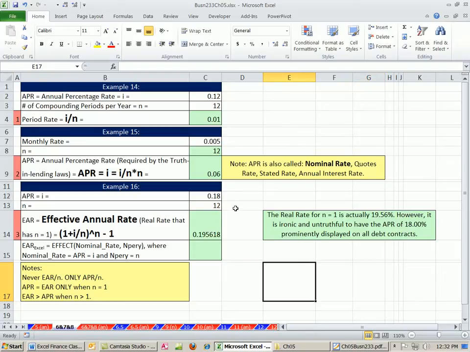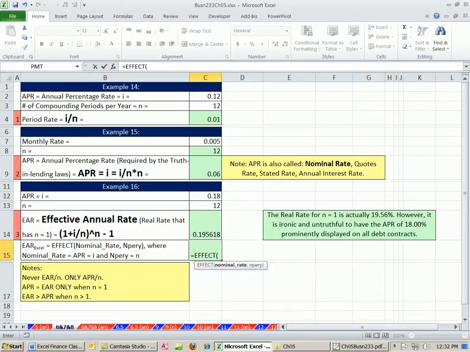Anyway, anytime you have n greater than 1, this rate's always going to be bigger. Now, we used our math formula, but there's a function called EFFECT. So we're going to try that. There's a little drawback to the EFFECT function, though.